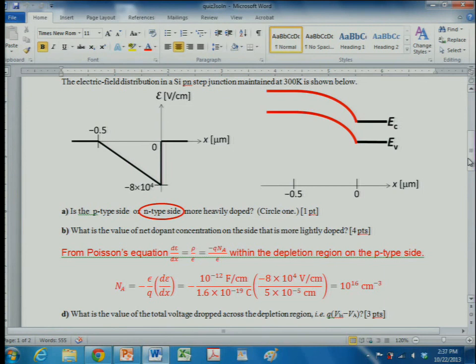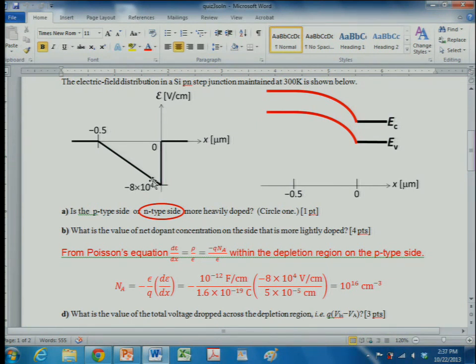Basically, you should know that most of the depletion region exists on the lightly doped side. The more heavily doped side would be the side where very little of the depletion region, or very little electric field or voltage, is dropped. So that would be the right side, which is the N side. From this slope, you know that the slope is given by Poisson's equation to be proportional to the dopant concentration or the dopant density.